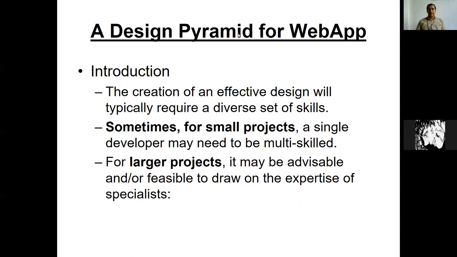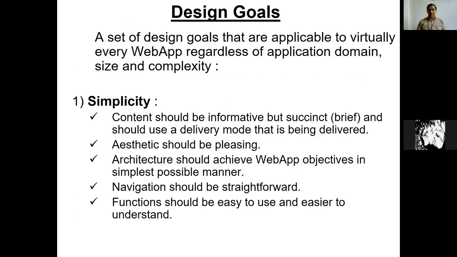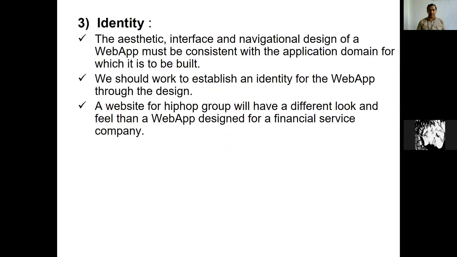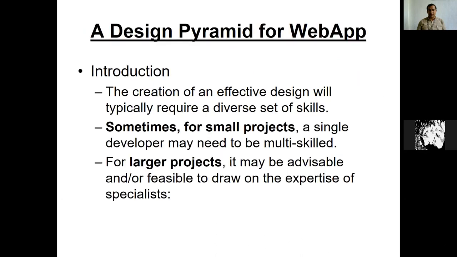Yeah. So we have learned about all the things that are related to web applications. What exactly do we call a web application, and what are the qualities that these web application products must possess? And when we are going to develop this as our project, what are the goals that we need to accomplish? In that, we learned about simplicity, consistency, identity, robustness, navigability, visual appeal, and compatibility.